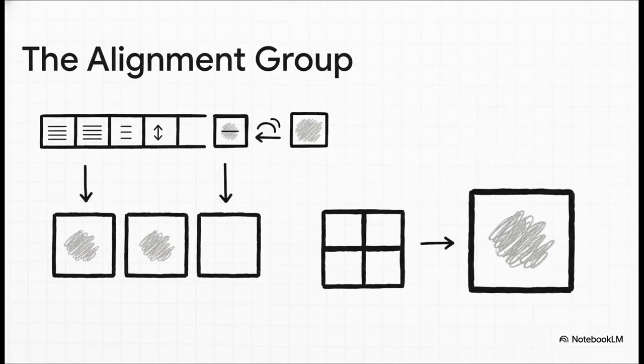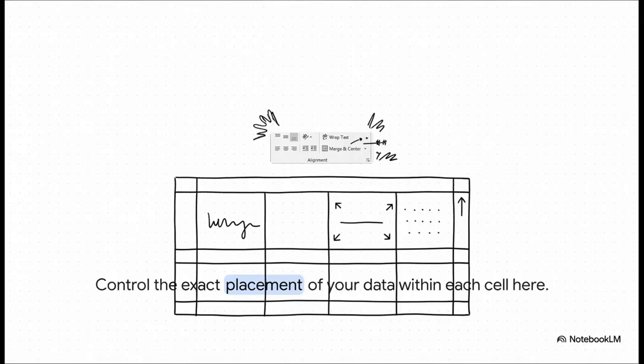Right next door to the font group, you'll find the alignment group. Now, this isn't about what your data looks like, it's about where it sits inside that little box. You can use these tools to center your titles, line up your numbers to the right, or even do cool things like merge a few cells together to make one big cell for a headline. And having this level of control is just fantastic for creating really clean, organized tables.